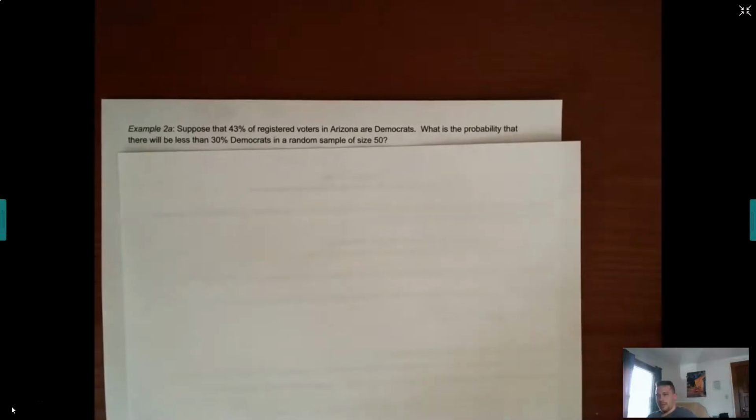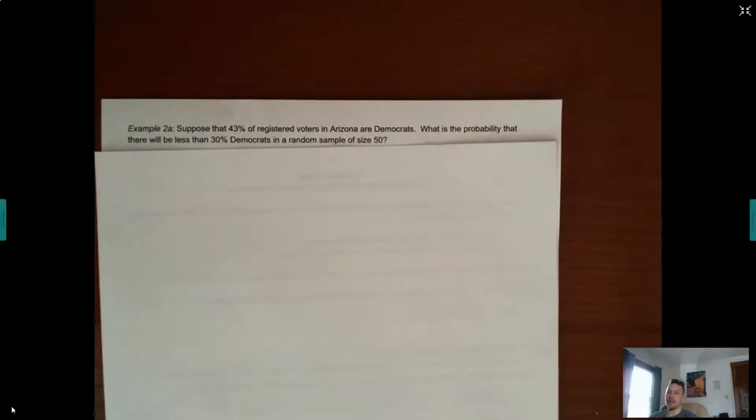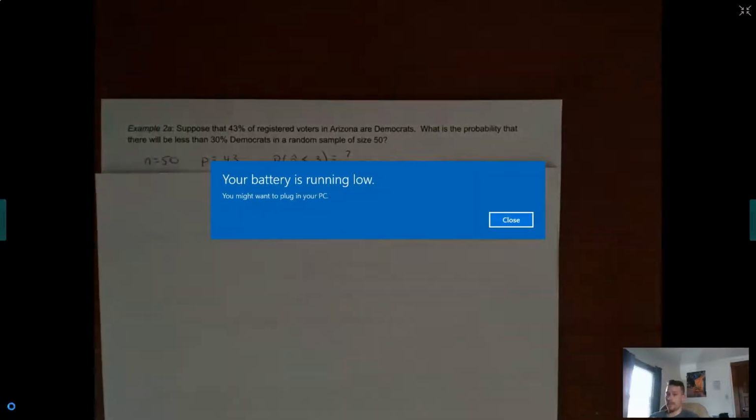So, suppose that 43% of registered voters in Arizona are Democrats. What is the probability that there will be less than 30% Democrats in a random sample of size 50?